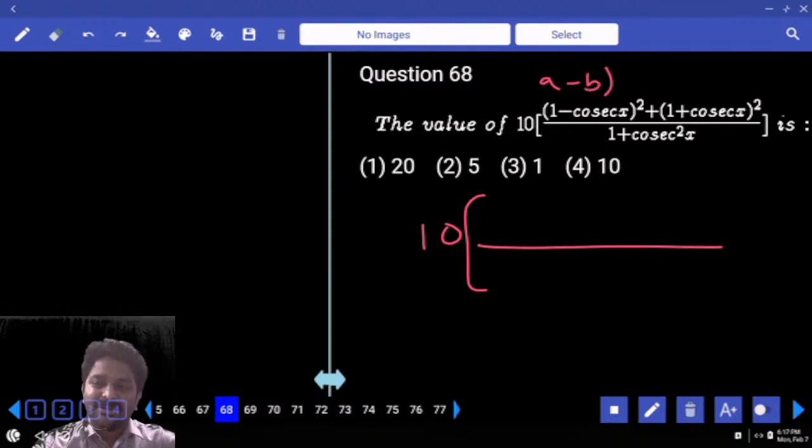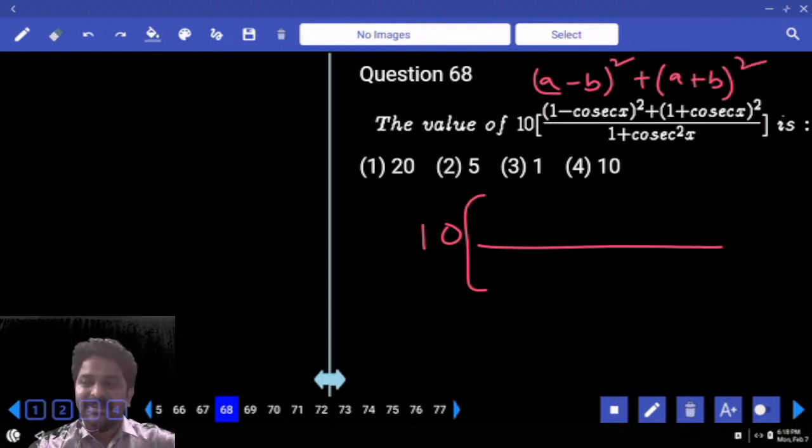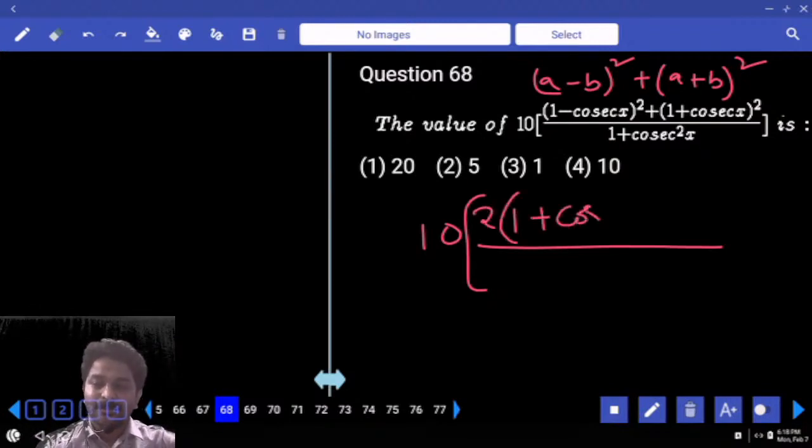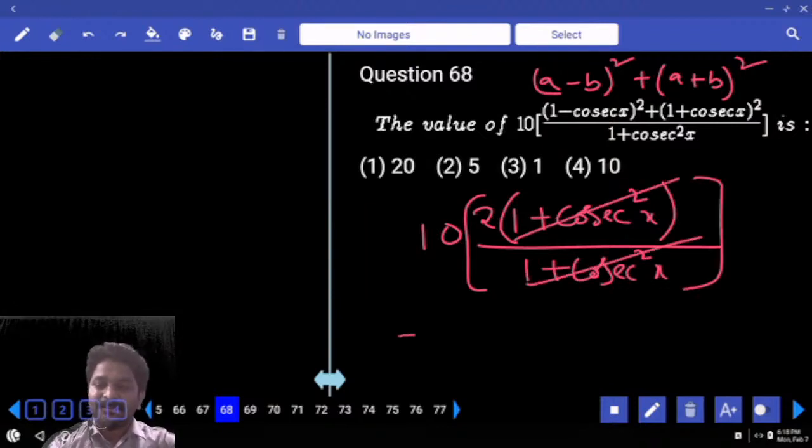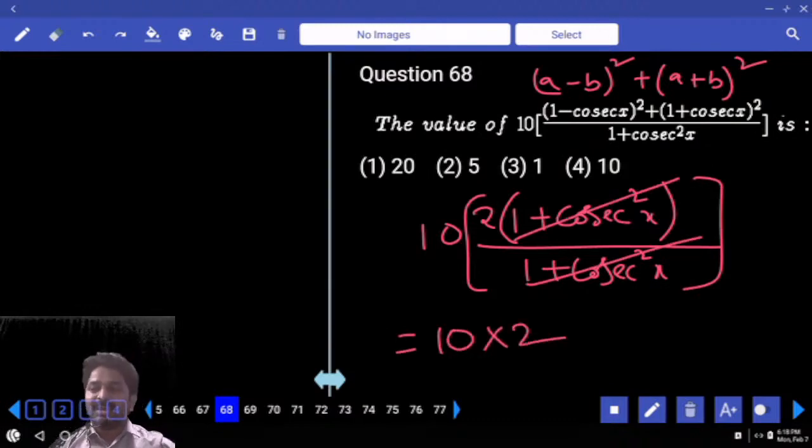a minus b whole square plus a plus b whole square. That's what you have in the numerator, correct? If you expand it, you'll get 2 times of a square plus b square only. a square plus b square or a square minus b square? a square plus b square, correct? What is the a value? 1. 1 square, 1. 2 times of 1 plus b square, what is the b value? Cosecant x. And what is the denominator? 1 plus cosecant square x, correct? Both in numerator and denominator the value gets cancelled. What is here? 10 into 2, answer 20.